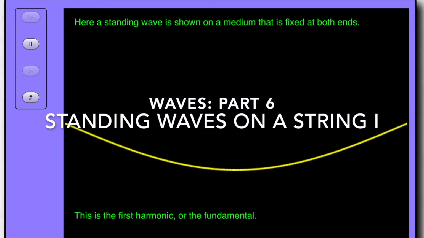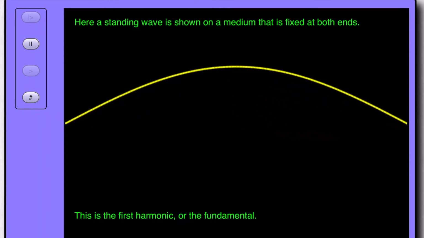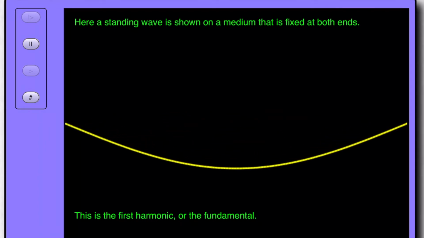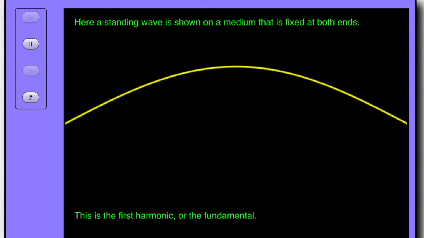This video continues a series of videos I've made about waves, or simple mechanical waves. In the previous video, I introduced the concept of a standing wave. I would like to drill down on that a little bit and talk about a specific case of a standing wave on a string that is fixed at both ends.